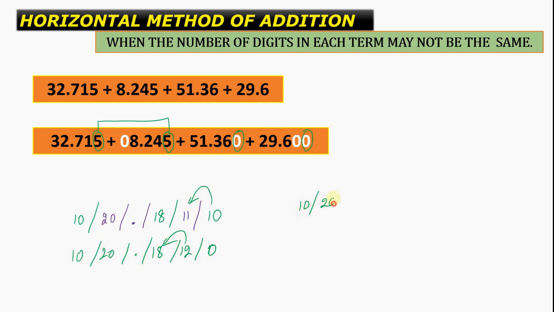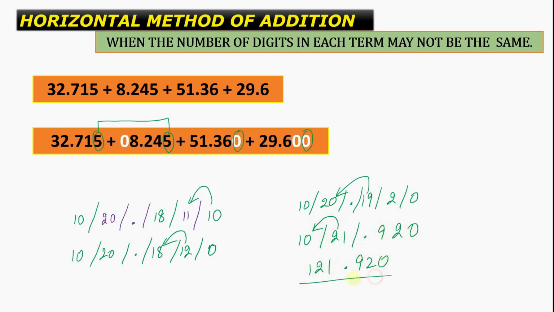We are going to get 1020.1920. This 1 is going to get carried over. We will get 1021.920, and then this 2 is going to get carried over. So the answer will be 121.920. And that's the answer for this question. Thank you.